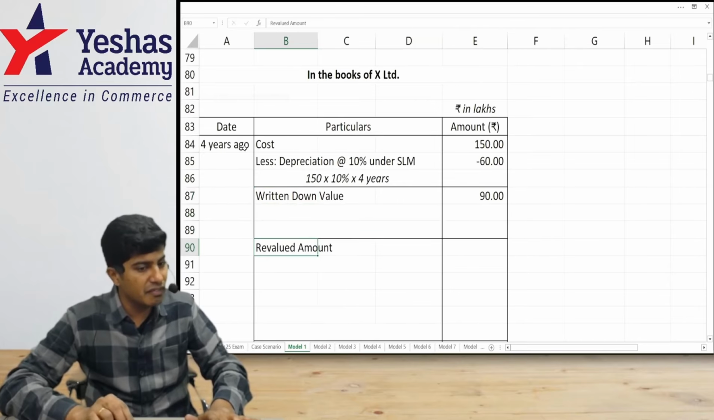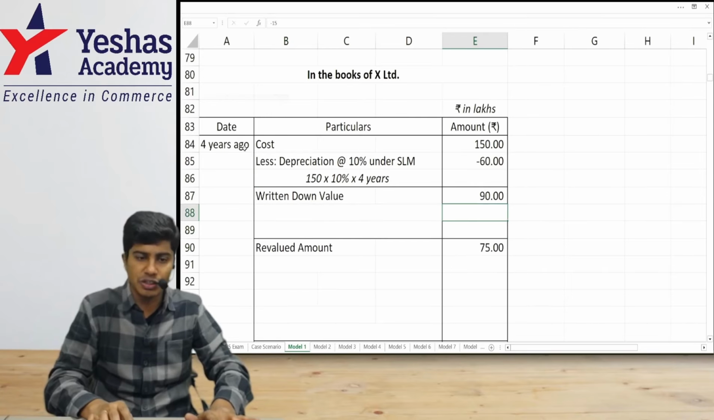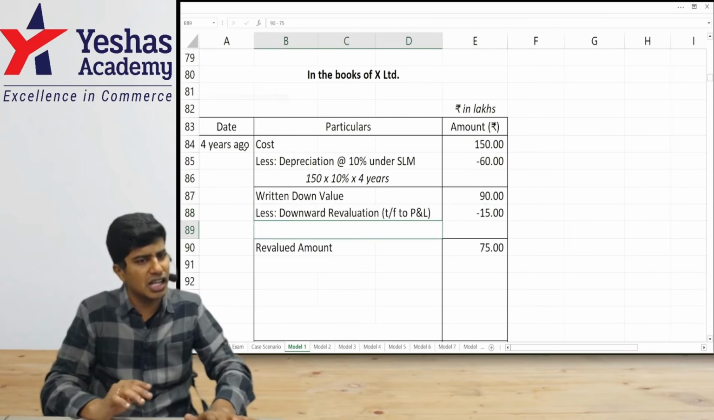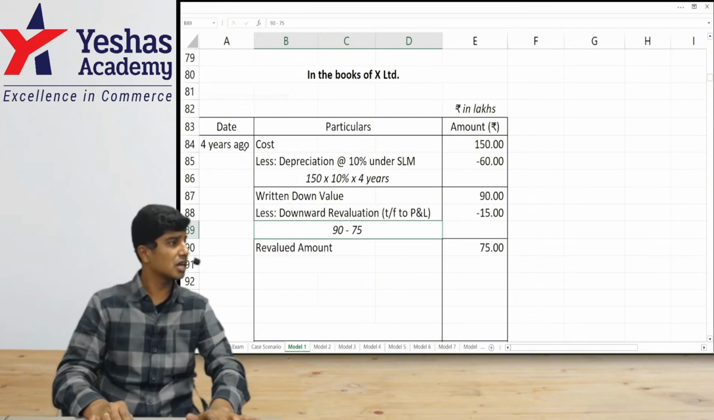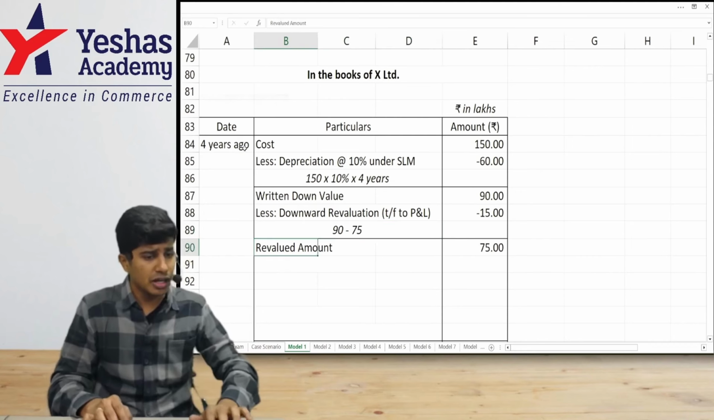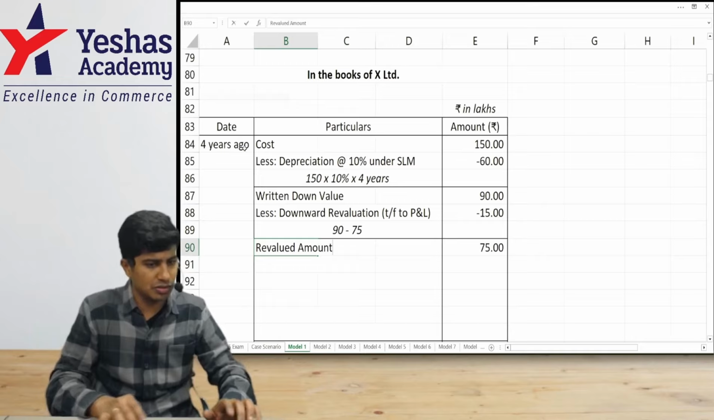This is revalued to 75. From 90, if it has to come to 75, I should deduct 15. This will be a downward revaluation and this is transferred to the P&L account. If it was upward, it would have been kept in revaluation reserve. Now, here I am comparing this revalued carrying amount.